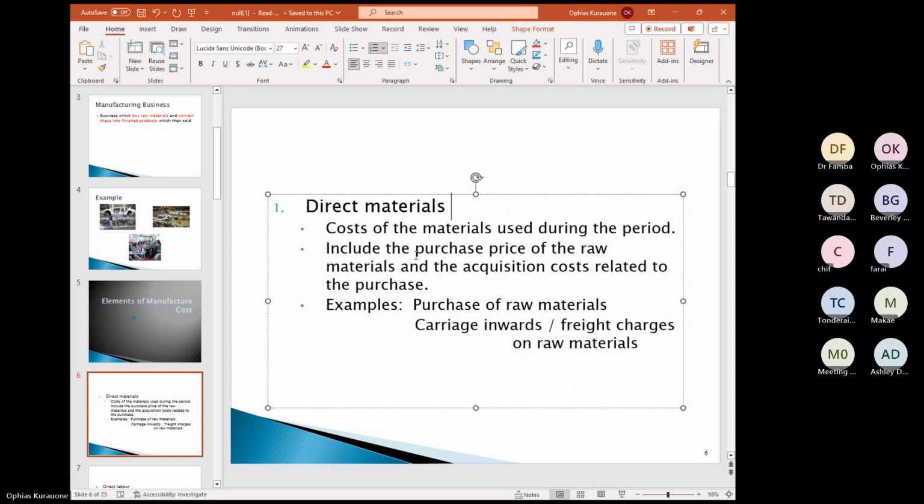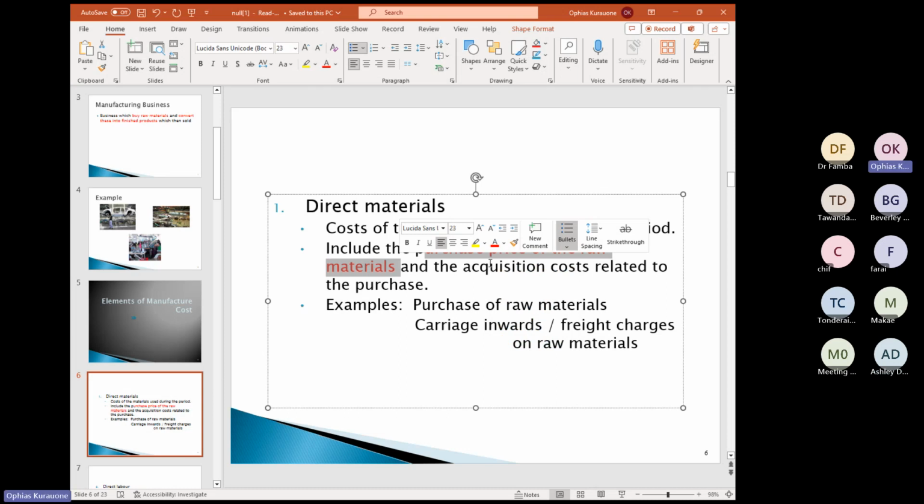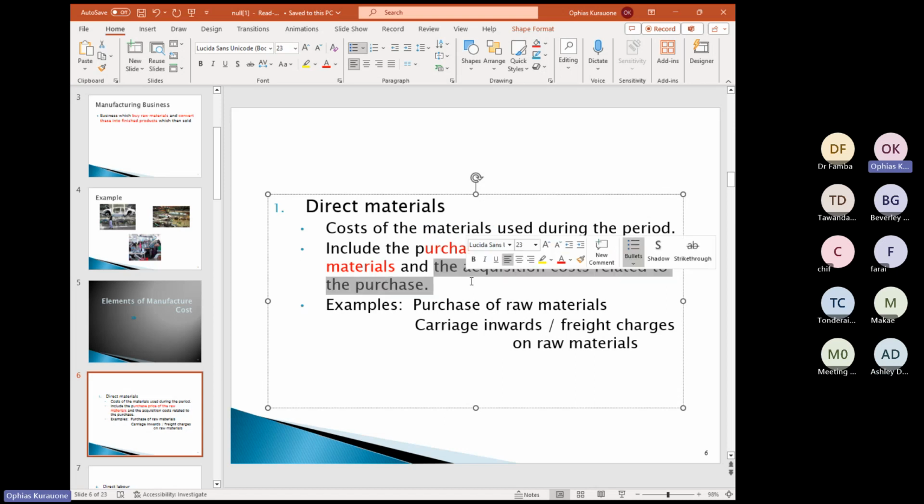These are raw materials. So how do you measure it? The money measurement unit should come into place, because here we include the purchase price of the raw materials. How much have you purchased to bring those raw materials into use? How much have you paid to the suppliers? How much have you paid to the people who sell planks? And then the acquisition costs related to the purchase, which is good. Sometimes I'm talking about carriage inwards. The cost of bringing those raw materials into use is part of our assets. So that is the acquisition cost.